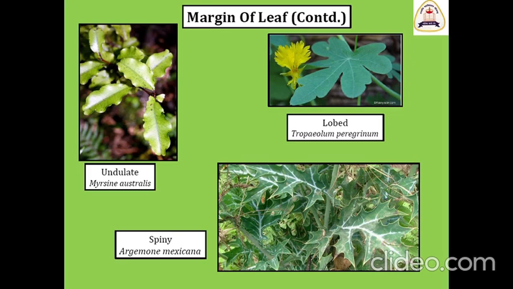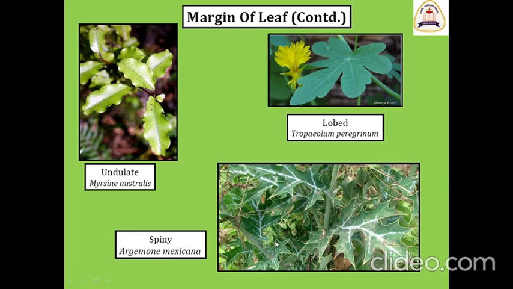Undulate means the leaf margin is wavy, as in the case of Polyalthia longifolia. Here the margin is wavy, and this is called undulate. Lobed means the incision is so deep that, though the leaf is simple, the leaf lamina appears divided into various lobes. This is called lobed. Tropaeolum peregrinum.